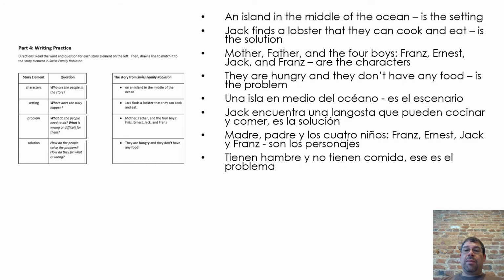An island in the middle of the ocean is the setting. Jack finds a lobster that they can cook and eat is the solution. Mother, father, and the 4 boys, Fritz, Ernest, Jack, and Franz, are the characters. They are hungry and they don't have any food is the problem.